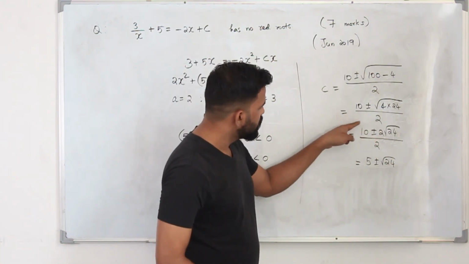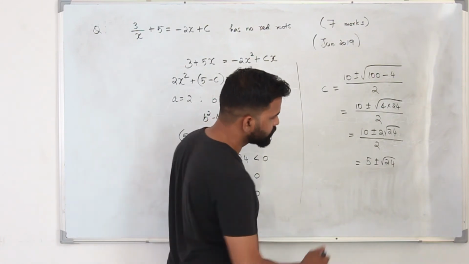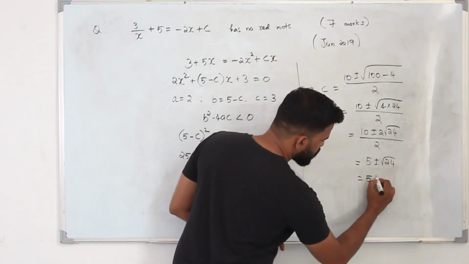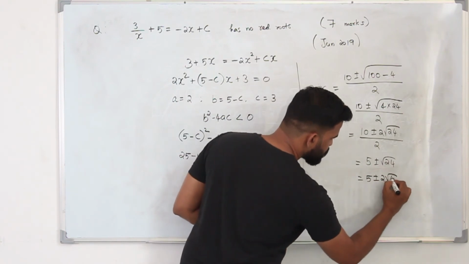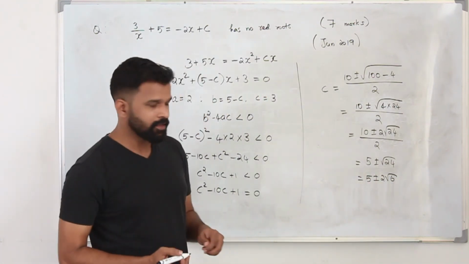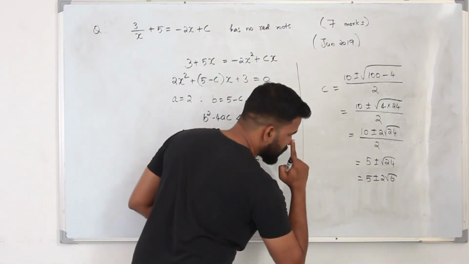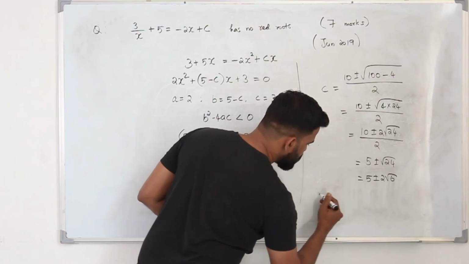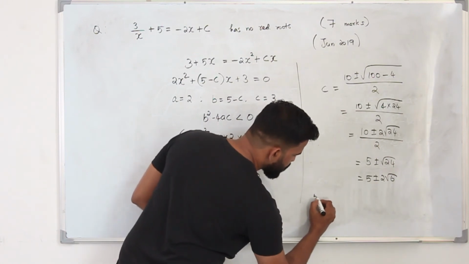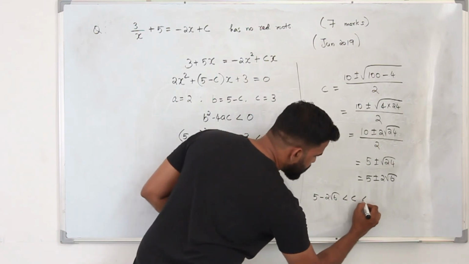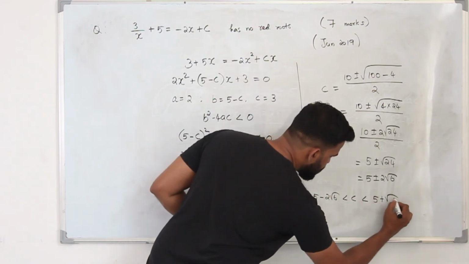2 times 5 is 10. Now you can simplify this. 6 times 4 is 24. You can write it as 2 square root of 6. You got 2 solutions already. Now straight away you can write the values of C. Take a look at these 2 values. The smaller value, 5 minus 2 root of 6, less than C, less than the bigger value.